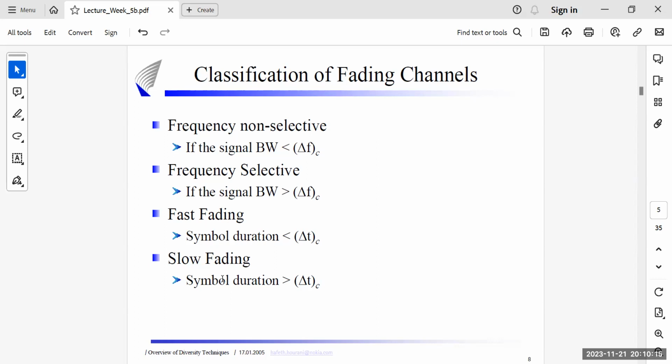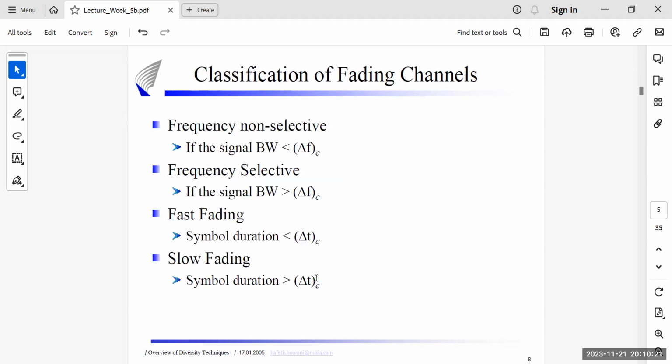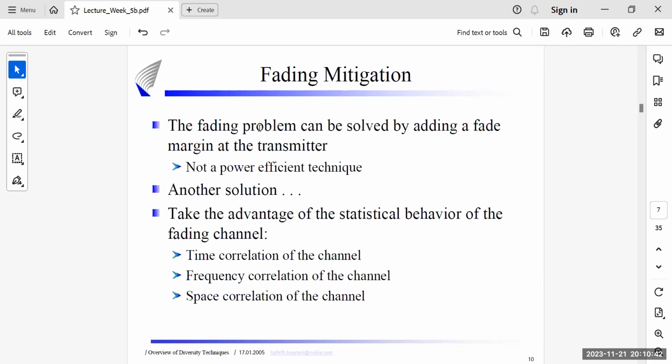And when the symbol duration is greater than the coherence time, we say that slow fading would occur. This is an example of fast fading versus slow fading. The line in the middle shows the slow fading, and the multiple fluctuations happening over a very small time correspond to the fast fading.